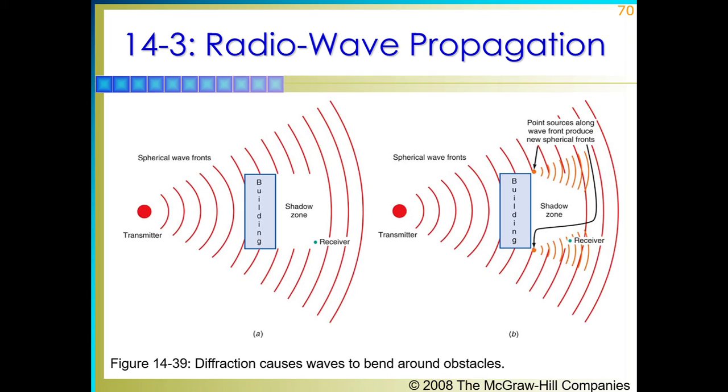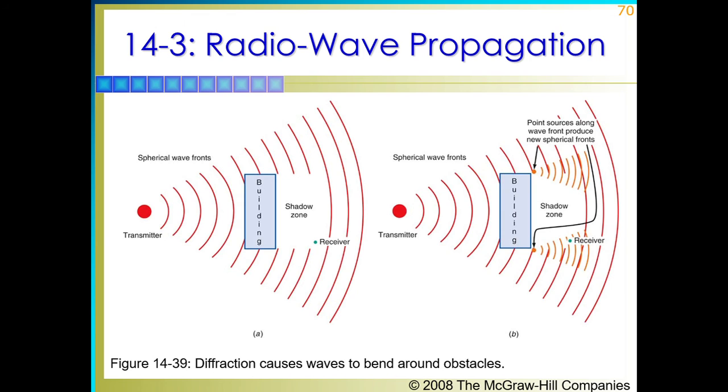Remember that light and radio waves travel in a straight line. If an obstacle appears between a transmitter and receiver, some of the signal is blocked, creating what is known as a shadow zone, which is shown in the first figure.